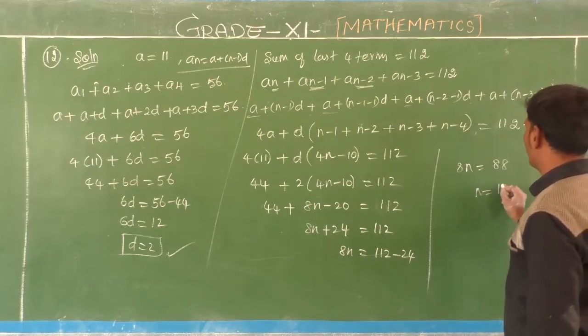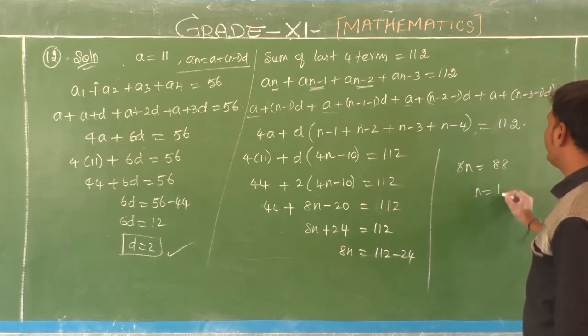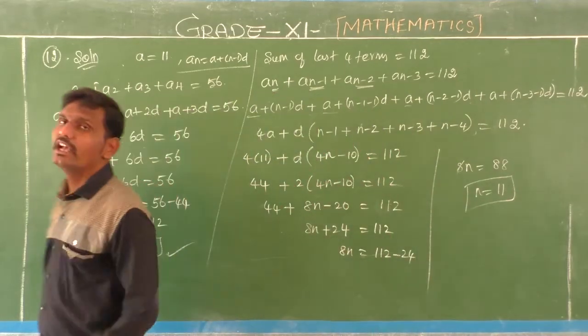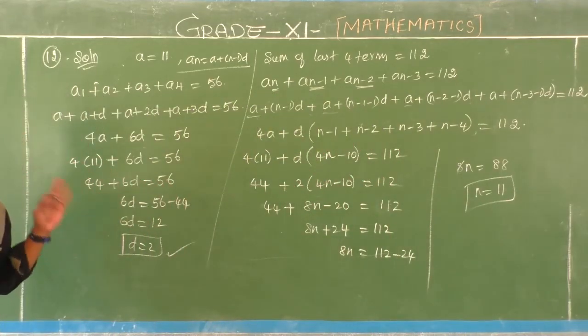What is the value of n? 11 inside 88. So the value of n is 11. Okay. So how many terms are available in this? n equals 11.